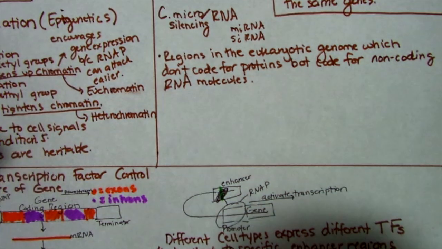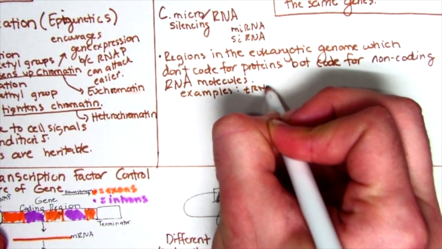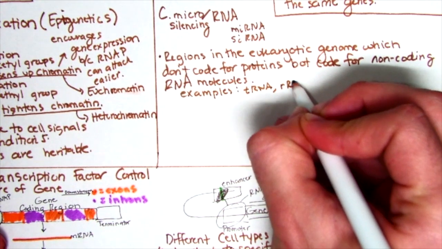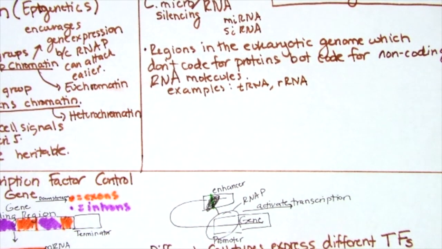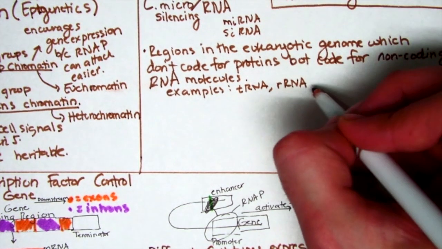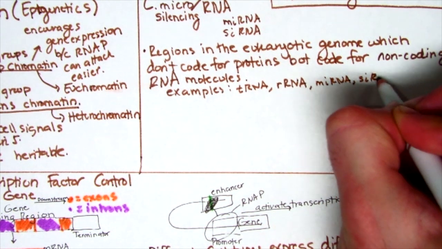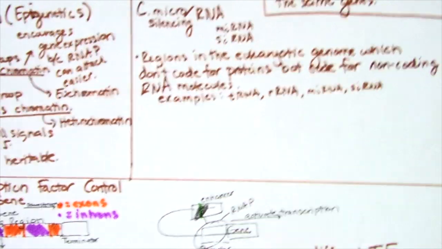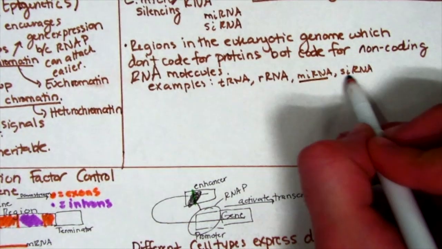So examples include tRNA, rRNA, which actually helps make up ribosomes, transfer RNA, ribosomal RNA. But there are these sections that produce microRNAs and silencing RNAs. There's another type called PIWI RNAs. We're not going to get into that, but you can read about it in your books tonight. So these short RNAs, we're going to focus on these two right here.